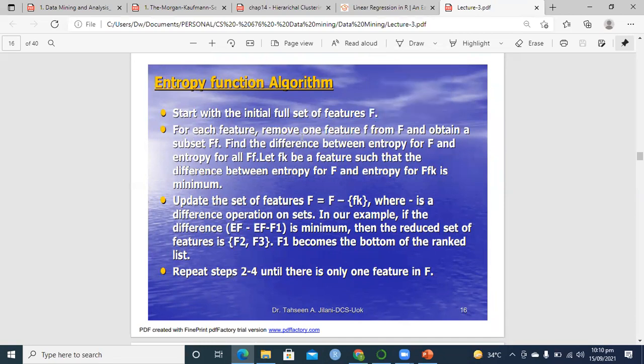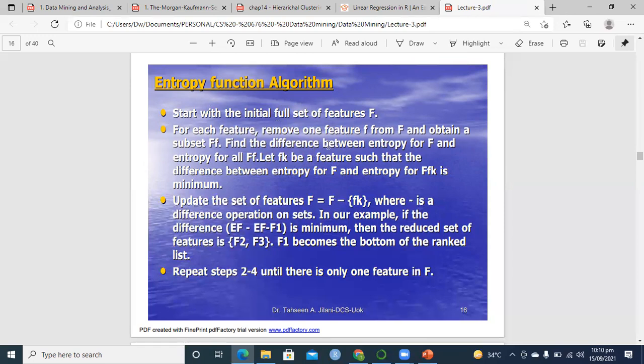For each feature, remove one feature, a small f, from the full feature set, capital F, and obtain a subset. The subset name is called FF. Like I gave you the example, if you have 10 employees and you remove one employee, the new set will have 9 employees. So the subset will have 9 employees. For each small f, find the difference between the entropy for capital F, that means the full system entropy, and the entropy for all the FF. FF means you keep removing one employee at a time and calculating the entropy.